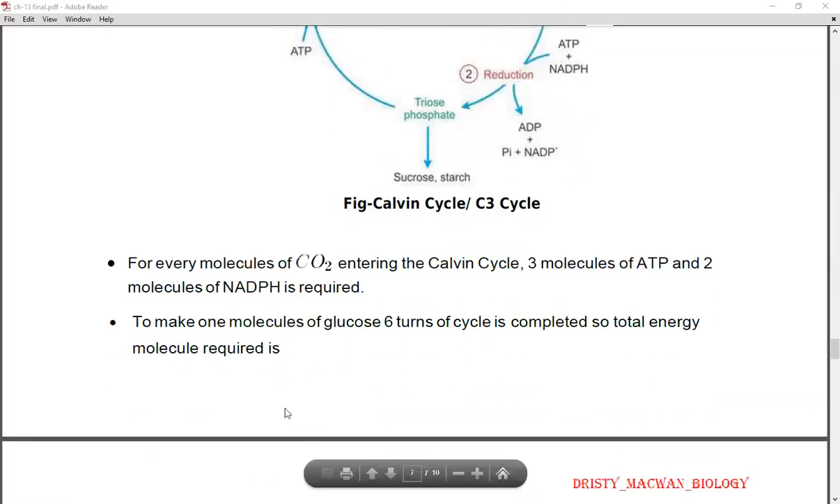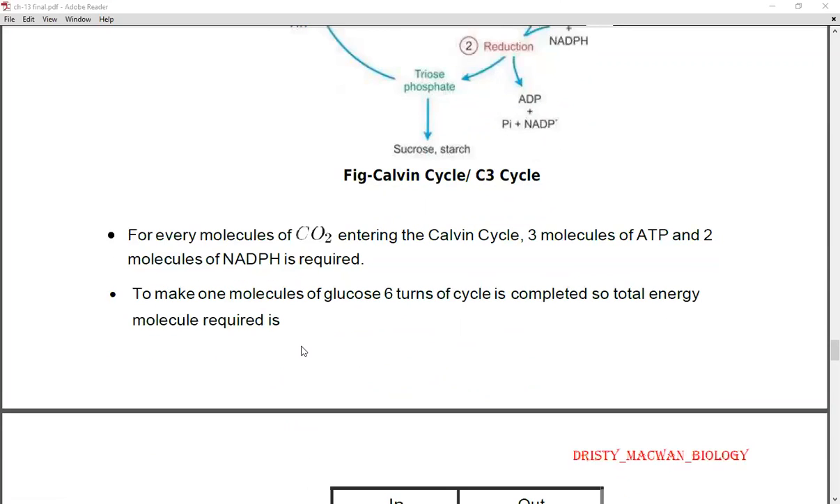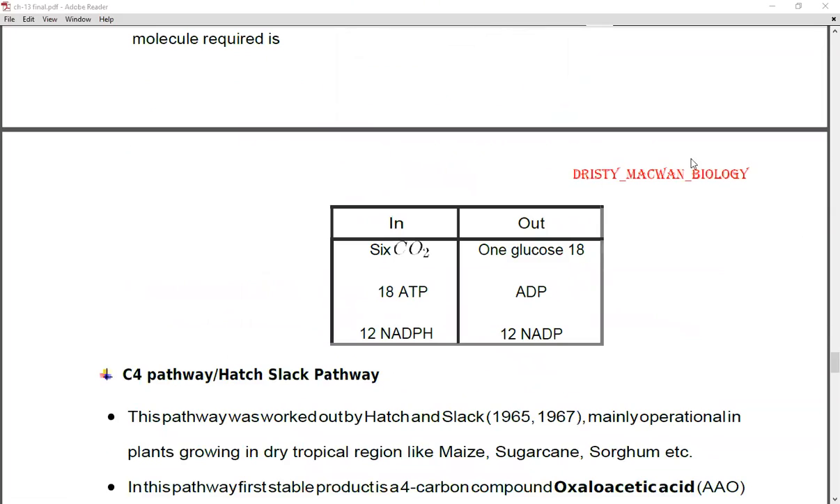Now to make one molecule of glucose, 6 turns of the cycle are completed. So the total energy molecules required, you can see in this table. This table says for C, in, that means how much is entering, right? So 6 CO2 is entering. So now 6 CO2 comes to one molecule of glucose, right? If 6 CO2 is entering, then one glucose molecule is formed, right?